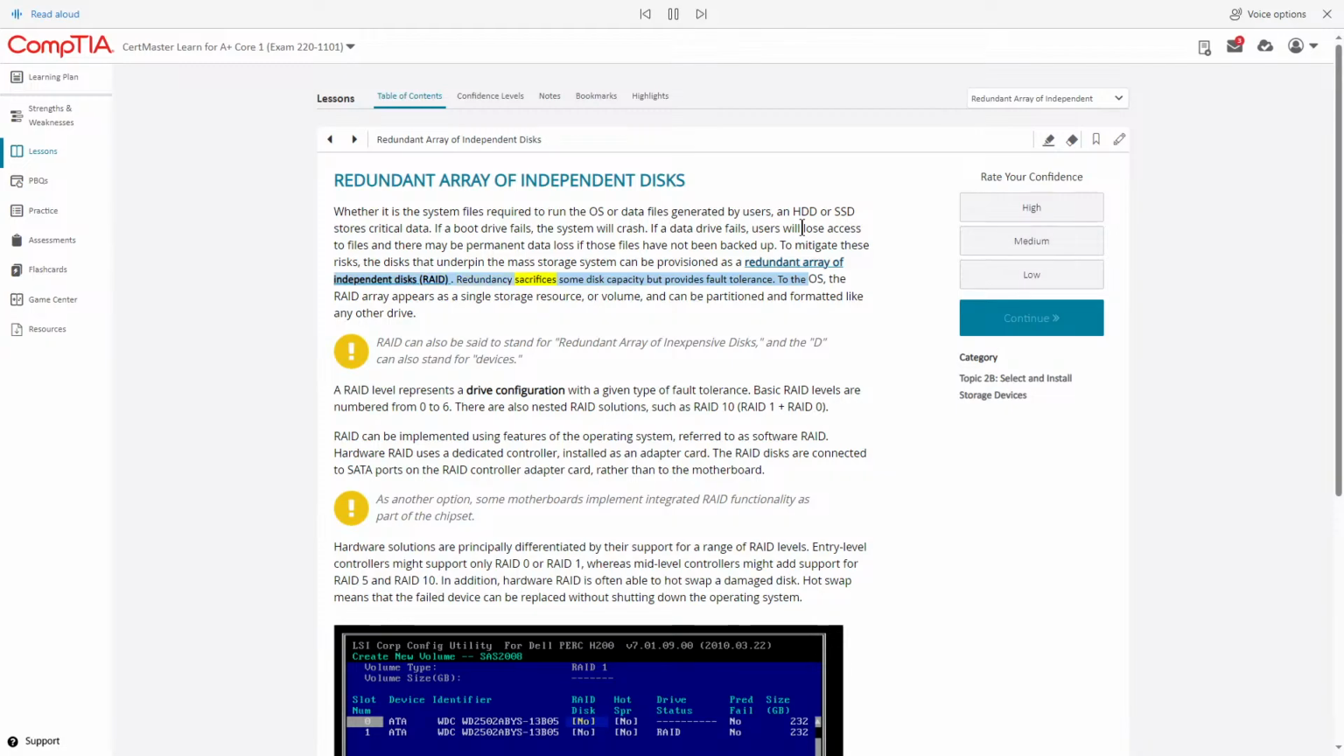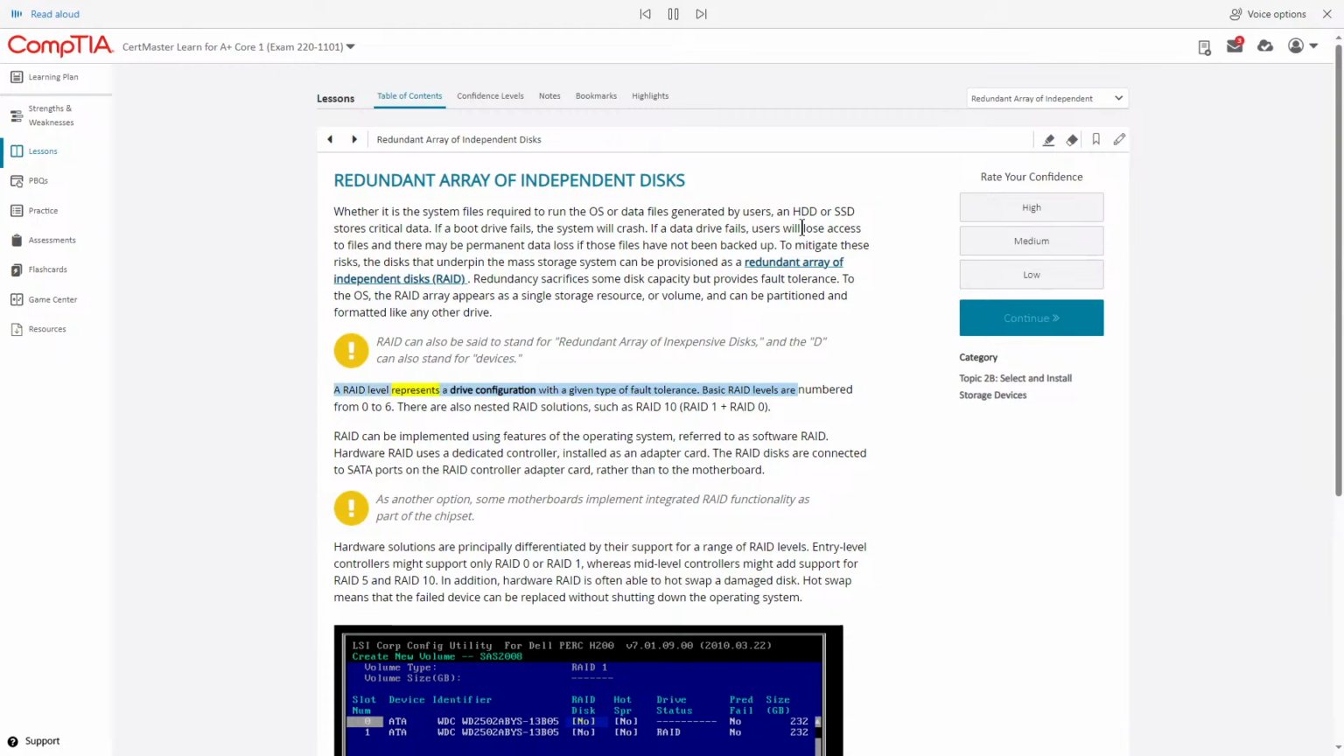Redundancy sacrifices some disk capacity but provides fault tolerance. To the OS, the RAID array appears as a single storage resource, or volume, and can be partitioned and formatted like any other drive. RAID can also be said to stand for Redundant Array of Inexpensive Disks, and the D can also stand for Devices.